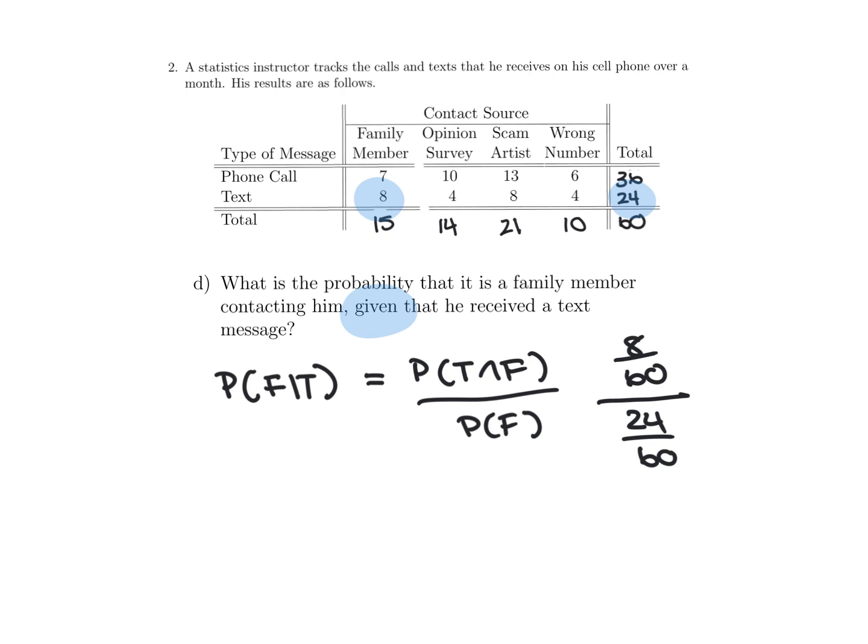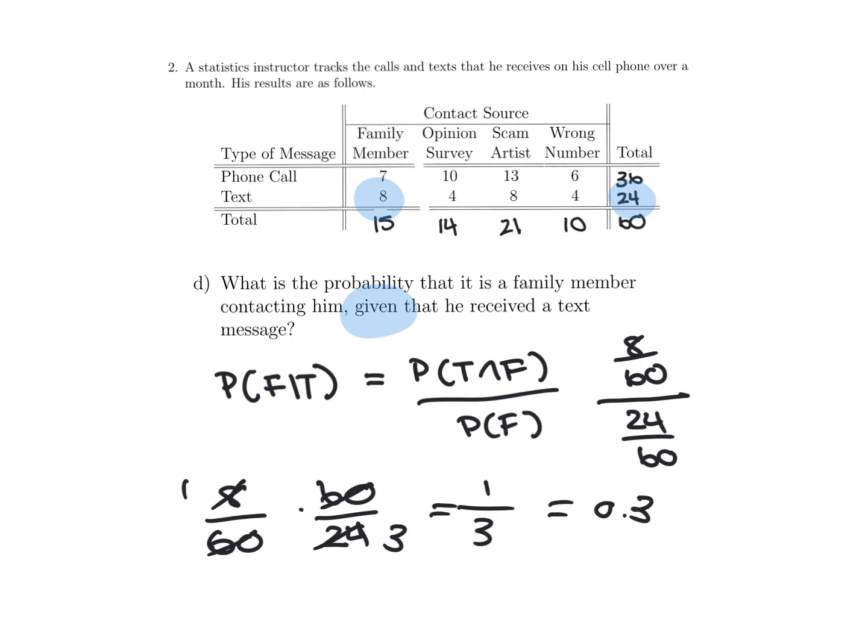And with a little key change flip, we're going to get 8 over 60 times 60 over 24. We can cancel the 60s out. And 8 goes into 24 3 times, so we're going to get 1/3. And 1/3 equals 0.3 repeating as our final answer.